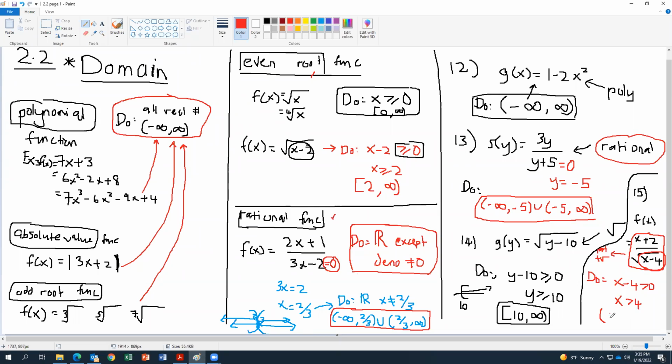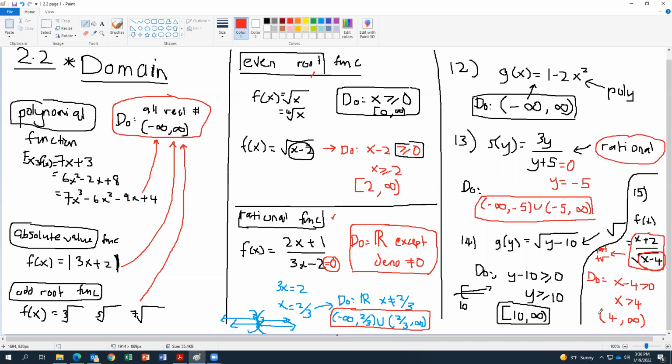So your domain in this case is 4 to infinity. And the reason why we use parentheses here is because we don't have an equal to. Okay. And the reason why is if you plug 4 inside here, you will make it 0, and anything divided by 0 is undefined. So that's the reason why you cannot pick 4. But you can use 4.1, you can use 4.2, you can use 4.3, but you cannot use 4.